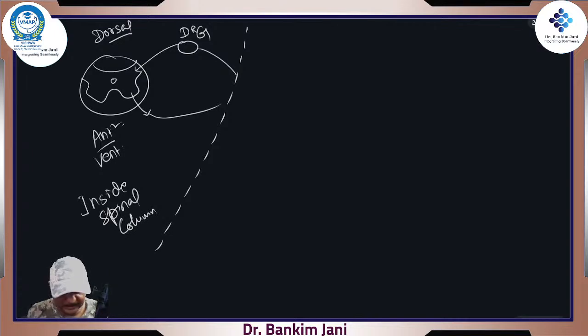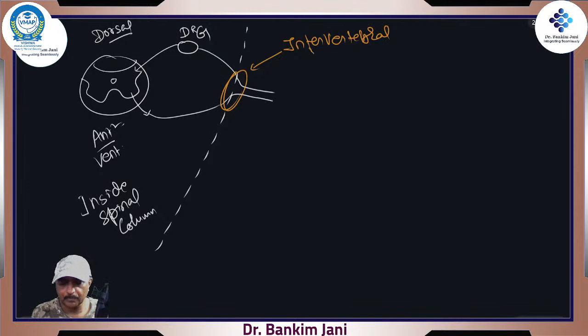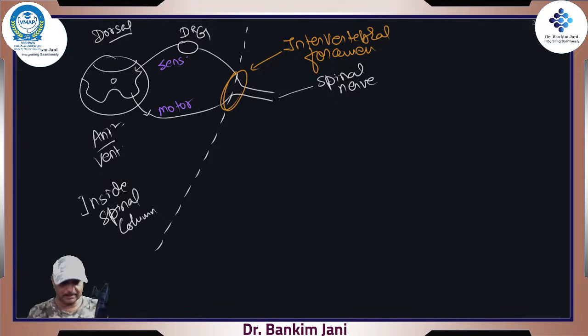So both of them combine and come out via this foramen, which we'll call the intervertebral foramen. And what has come out? It is the spinal nerve. Very simple, right? Nothing very complicated. And we understand that this was the sensory portion and this was the motor portion. Motor to whom? Sensory to whom? No worries, it will come. But that's how the spinal nerve will come up.